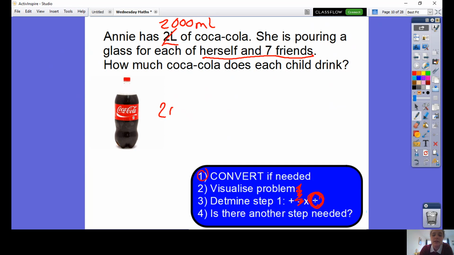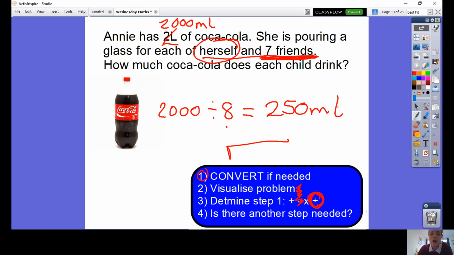So I'm doing 2,000 divided by not 7. Yes, she has 7 friends, but don't forget about her. Divided by 8. Loads of ways you could do this. I think for me, I'm going to try and do it a mental way rather than using the bus stop method. I know to divide by 8, I'd need to halve it to get divided by 2, so that's 1,000. Halve it again to divide by 4, that's 500. Halve it again to get divided by 8, that'd be 250 millilitres. Or I could have used the formal written method.